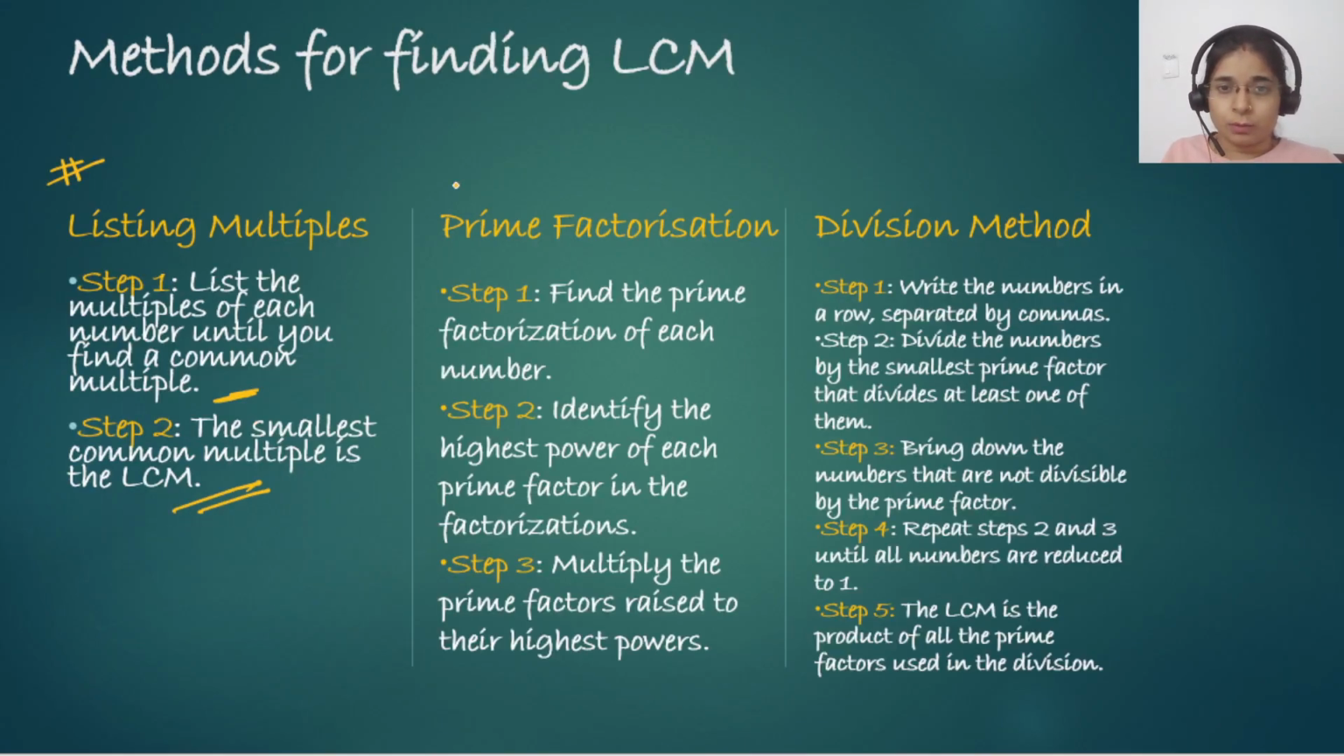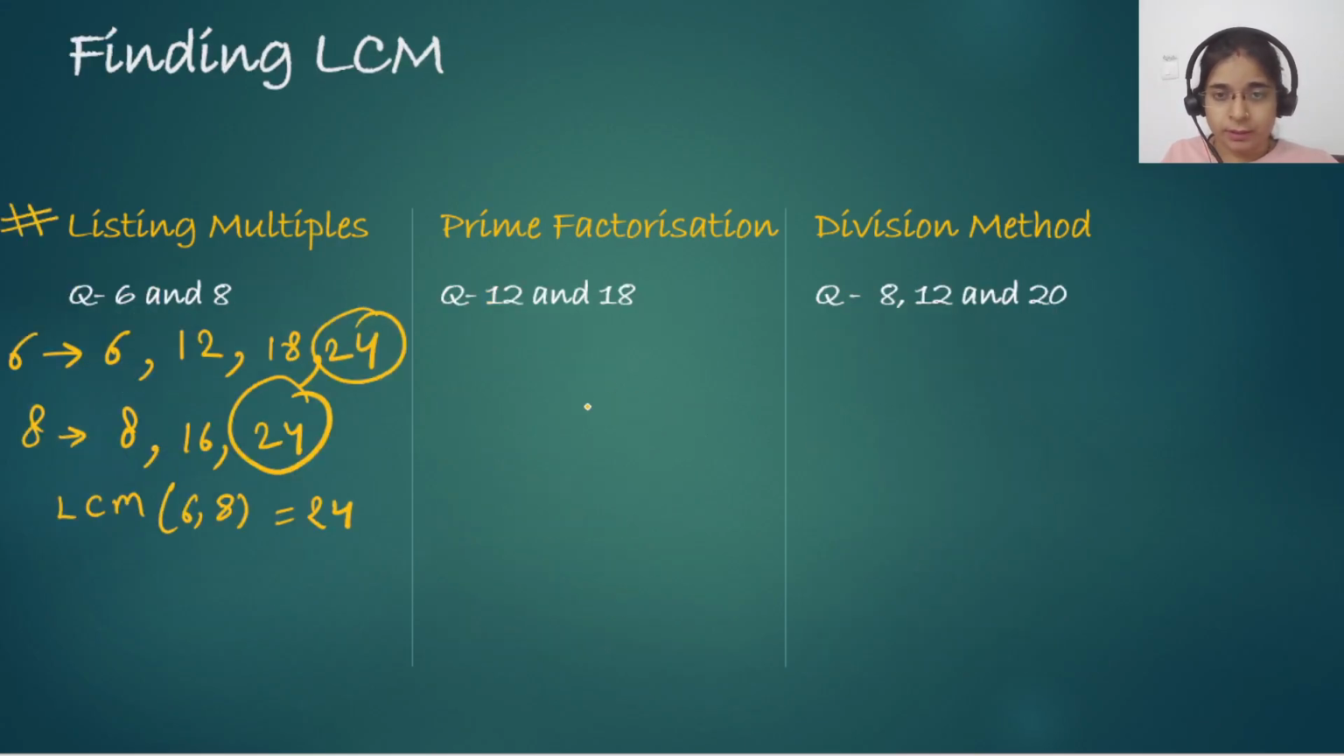Okay. Let's move to another method, that is prime factorization. Let's go step by step. The first step is to find the prime factorization of each number. If you don't know how to do the prime factorization, I've explained it in my previous video. I will share the link for that video in my description as well, so you can watch it and then come back to this. In step 2, I will identify the highest power of each prime factor in the prime factorization.